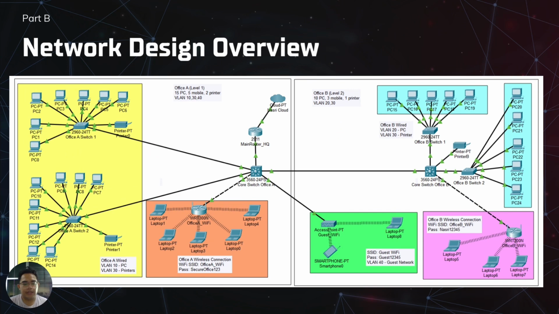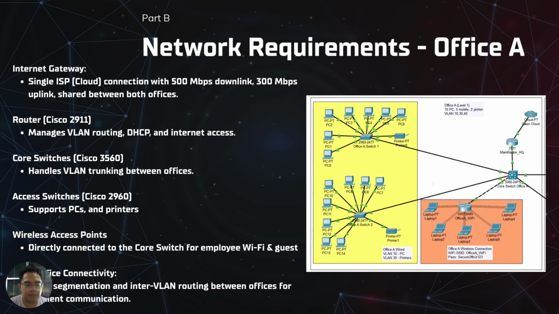Now, as you can see, the diagram below is our network design overview, whereas on your left side is the topology for Office A, and on the right side is the topology for Office B. We begin by creating the internet gateway using a single ISP or cloud connection with 500 megabits per second downlink and 300 megabits per second uplink, shared between both offices. It's connected to the router, which helps manage VLAN routing, DHCP, and internet access throughout the whole offices, and is connected to the switch.